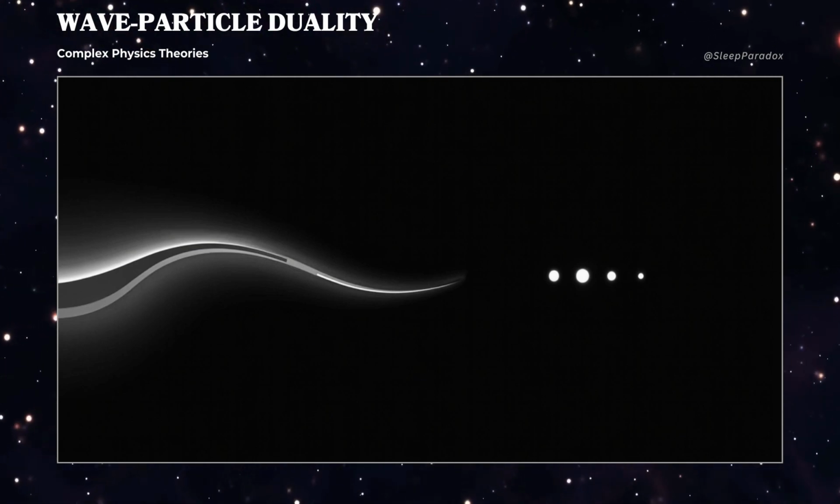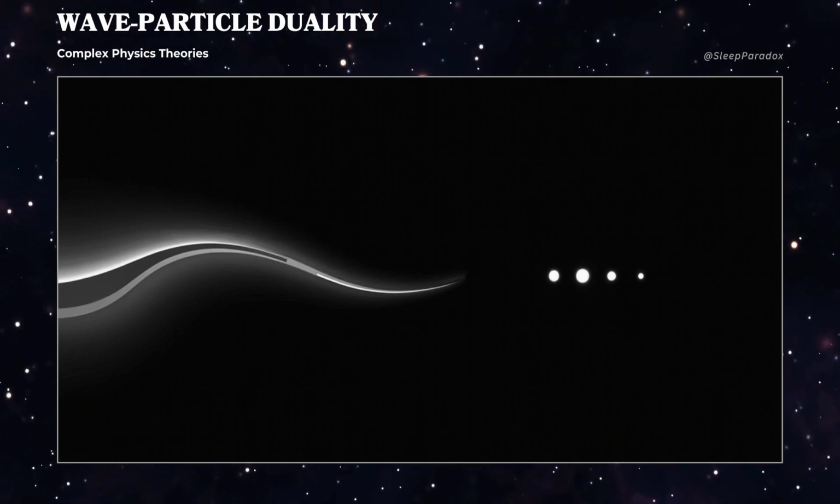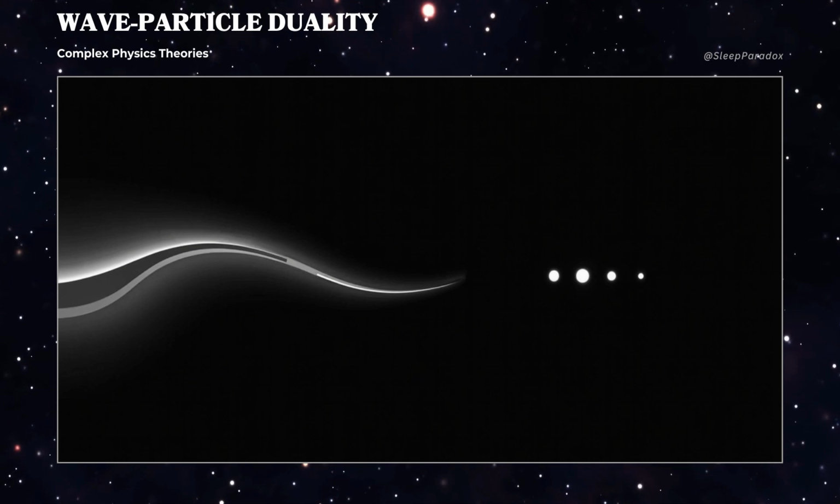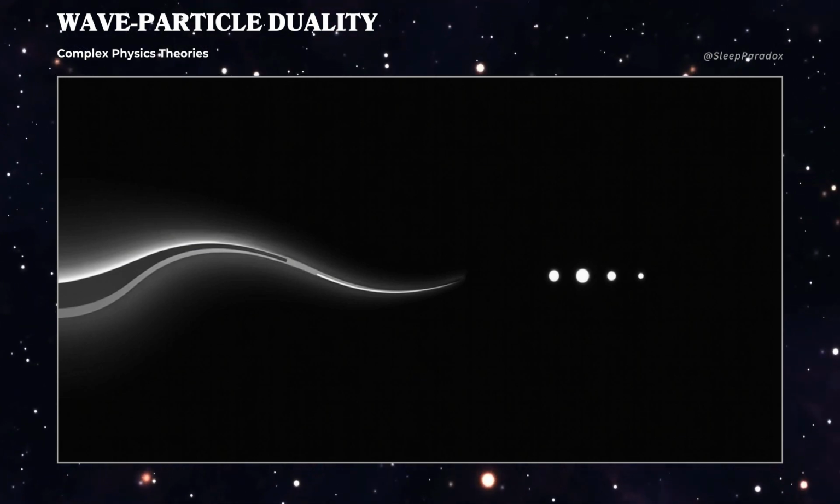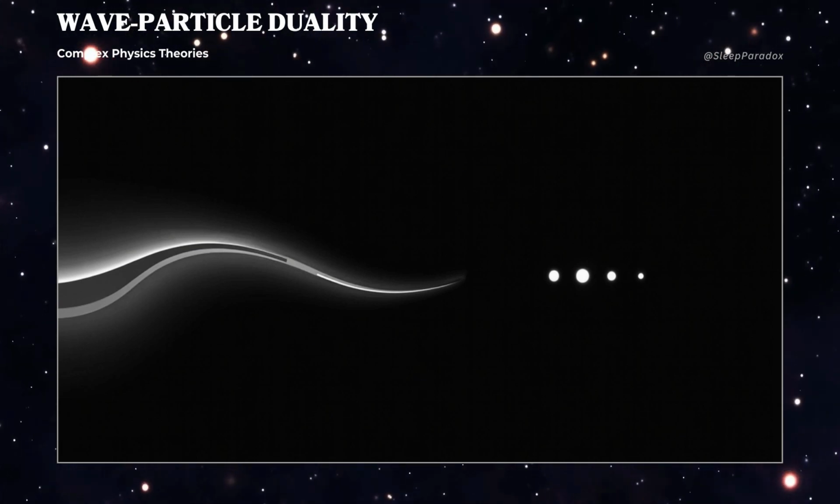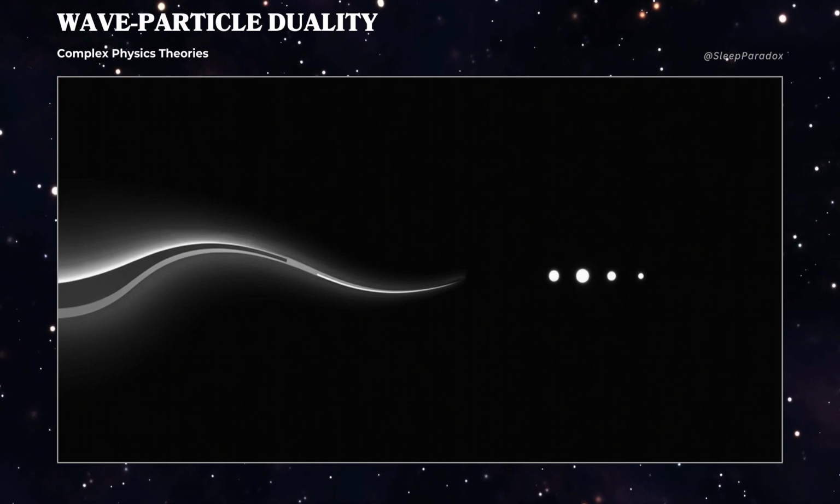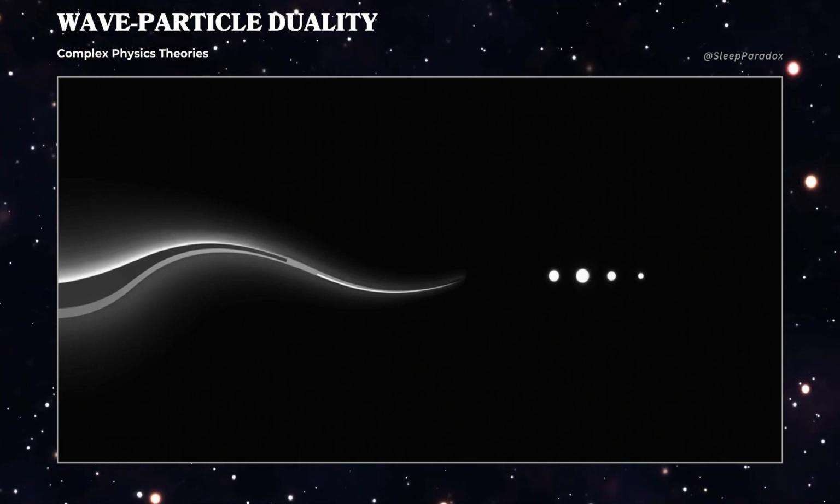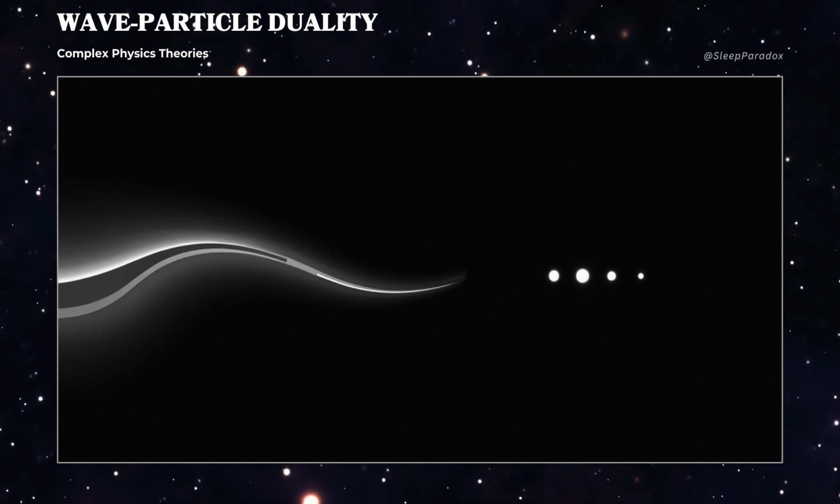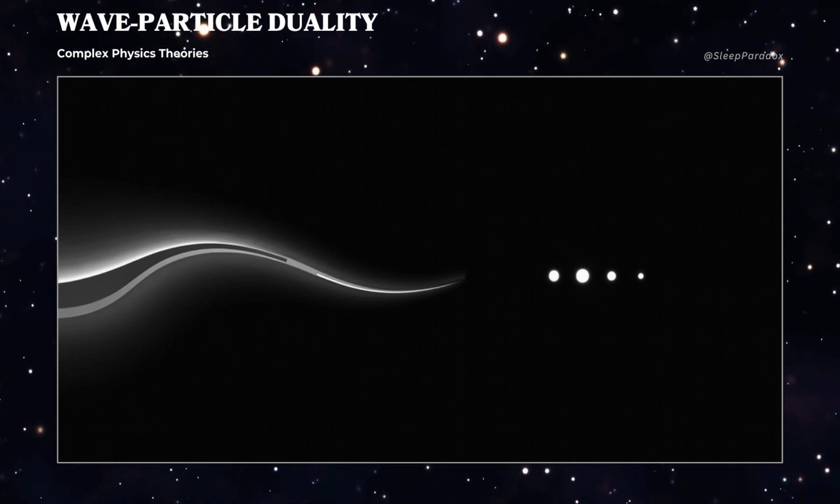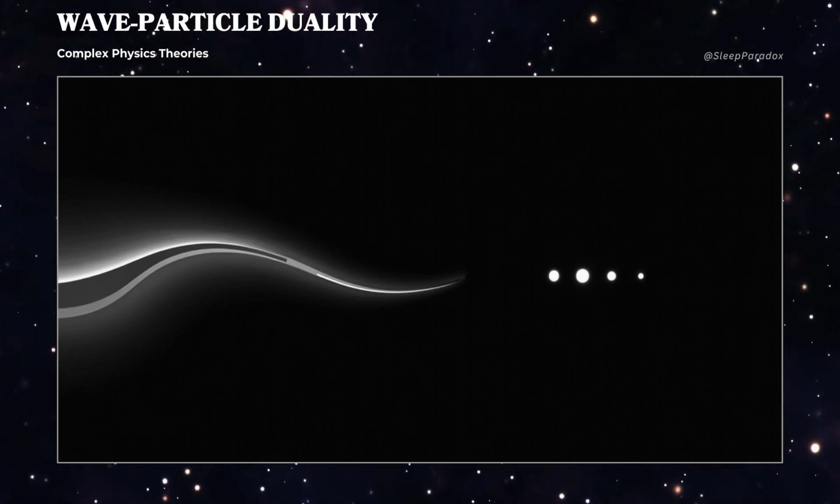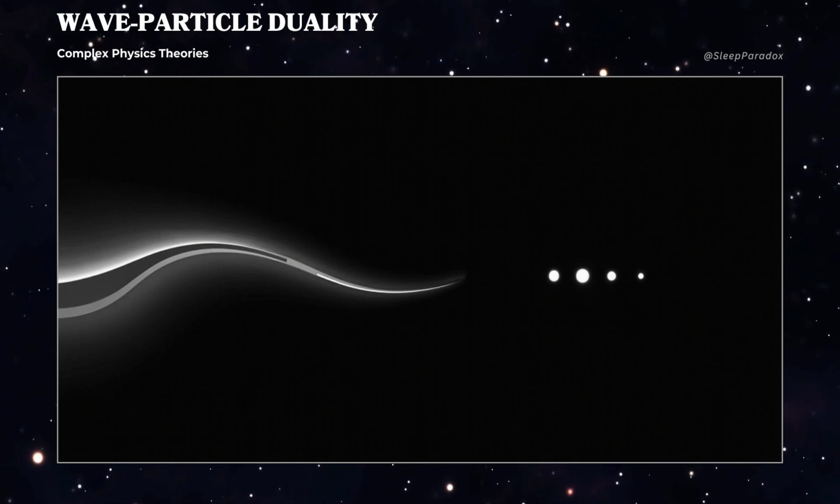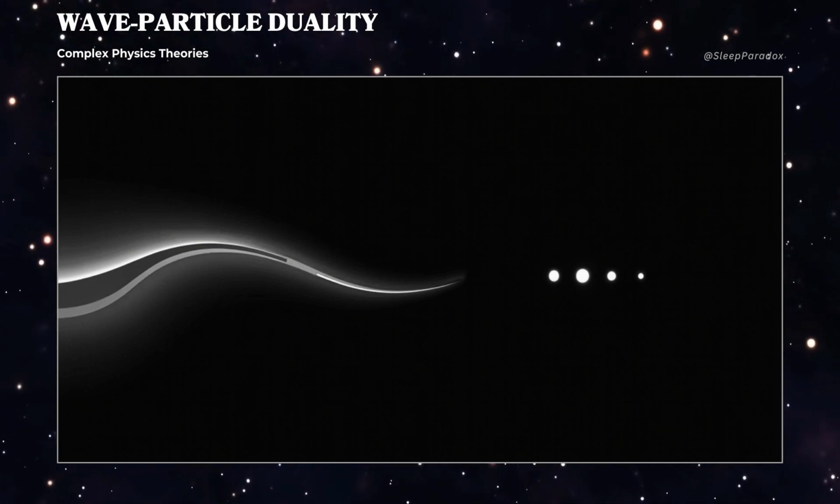Let's begin with light. For centuries, scientists debated what exactly light was. In the 1600s, Isaac Newton believed light was made of tiny particles. Around the same time, Christian Huygens argued that light behaved like a wave, and for good reason. Waves could explain how light reflects, bends, and even interferes with itself, just like ripples on a pond.